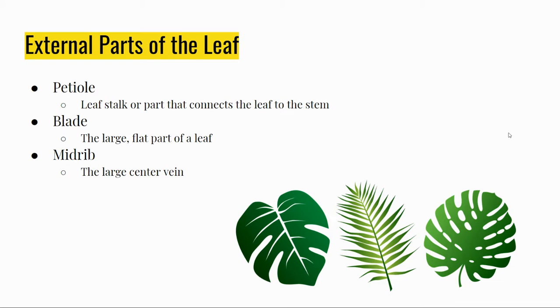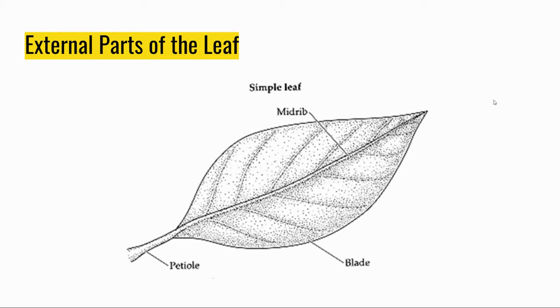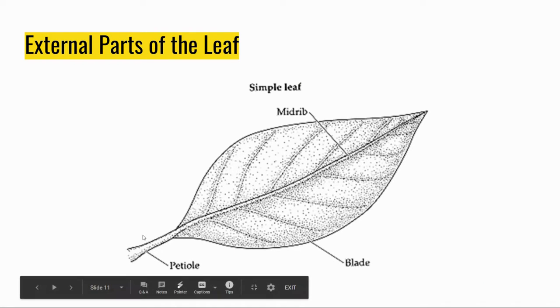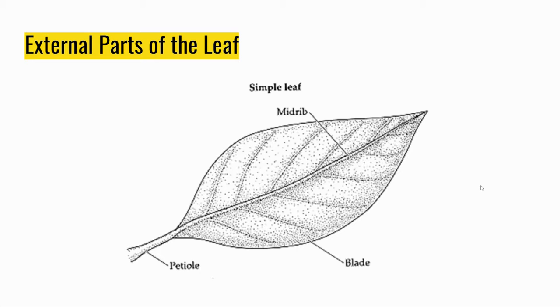So some external parts of the leaf. You have the petiole, which is a leaf stalk or part that connects the leaf to the stem. You have the blade, which is a large flat part of the leaf, and the midrib, which is a large center vein. But look here, here's what we're talking about of each of those. Your petiole is what attaches the leaf to the stem. Midrib, that large backbone of the leaf, and the blade is the flat section on both sides of the midrib.